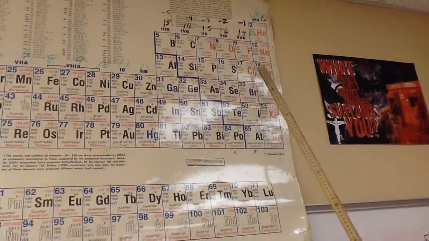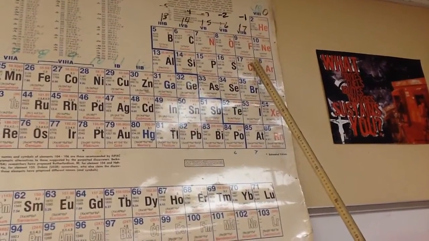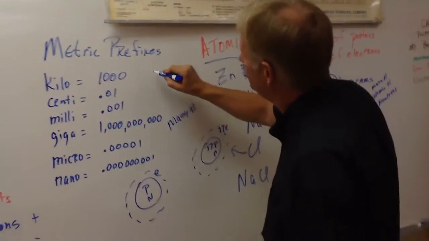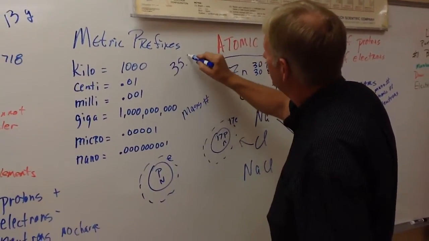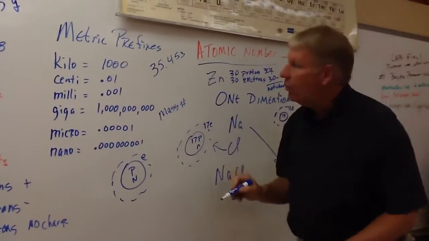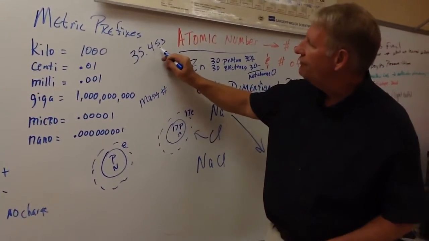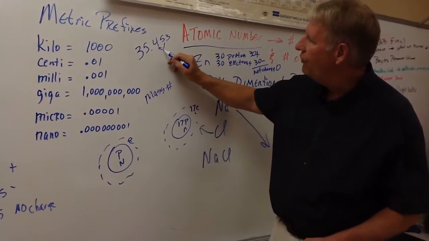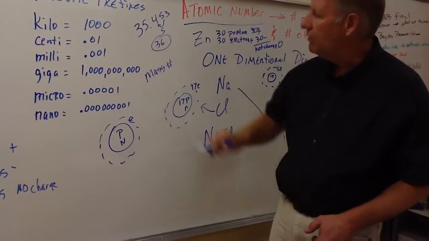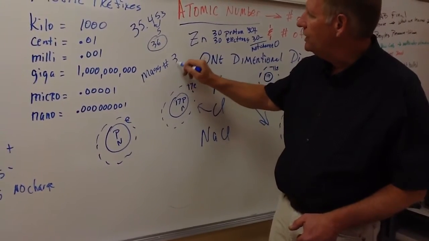35.453. Now, I'll round this up. Even though that's a 4, the next number is a 5. So let's look at that. So here's the mass number for chlorine. I'll use this as a good example because this is kind of a tricky one. 453. So what I'm going to do is, even though that's not a 5, this 5 rounds that 4 up to a 5, which rounds this whole thing up to a 36. Okay, so the mass number of chlorine is 36.